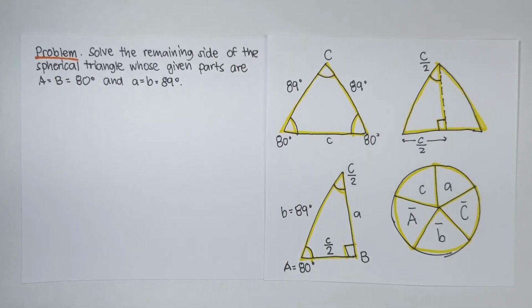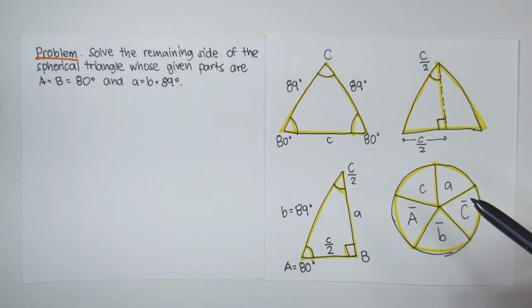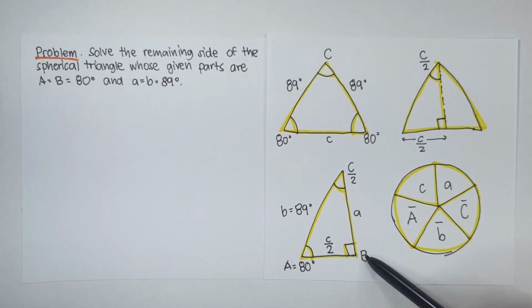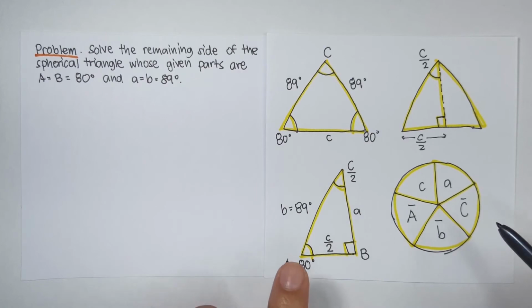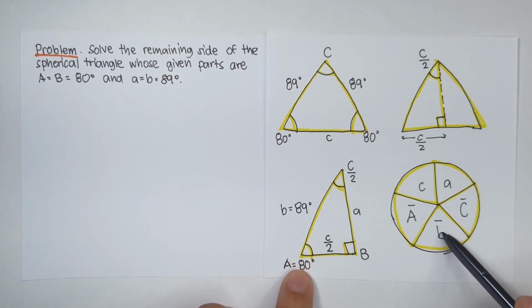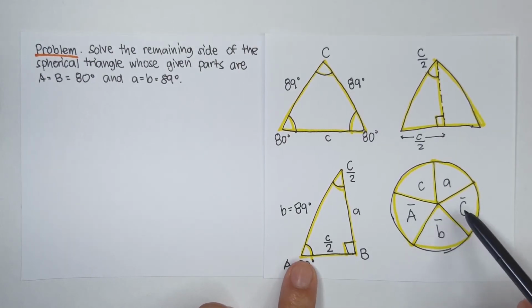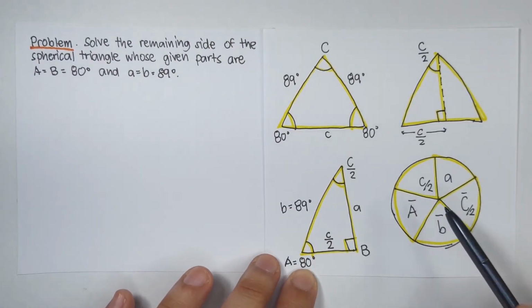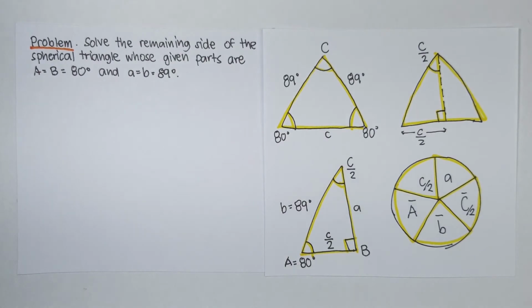But for this problem, let's do a minor division for a Napier circle. Because in our problem, we let angle B be the 90-degree angle. So our revised Napier circle is B-bar. Why B-bar? Because angle B is our 90-degree angle, so we have to put B here. Then A-bar, C-bar, then A, C, A, C. This is rather C over 2, since this is C over 2.